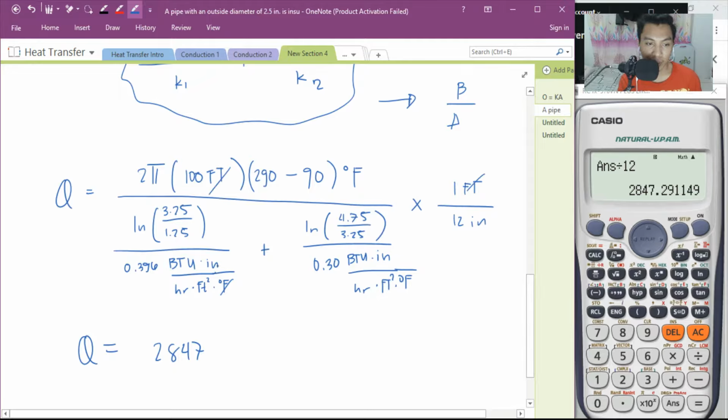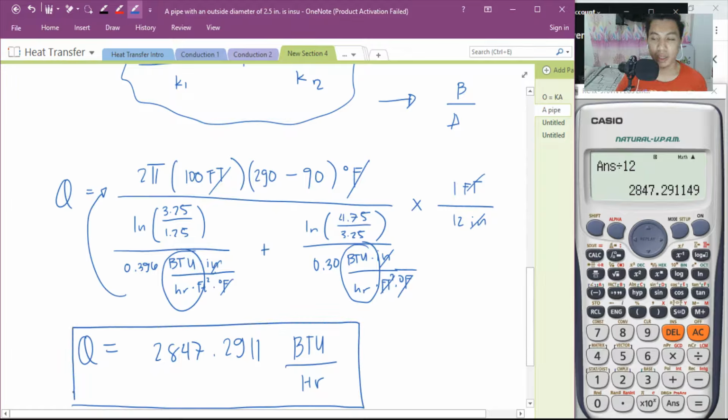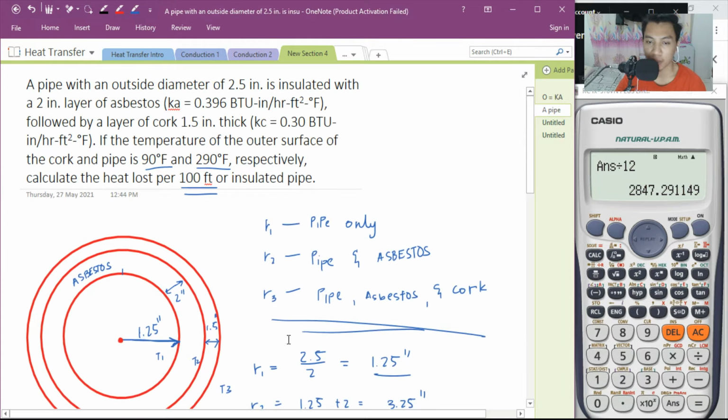Yung feet squared kasi magiging feet squared eh. Ayan. Yung inch ma-cancel din. Yung feet squared, degree Fahrenheit. Yung inch, ang nalitaw is BTU per hour. Nasa baba, BTU per hour. Itataas na lang natin. So that is 2847.2911 BTU per hour. Wala naman specific na unit, so as is, pwede na yan. Okay, that is the total heat transfer dun sa piping mo. Ganun lang po kadali yun.